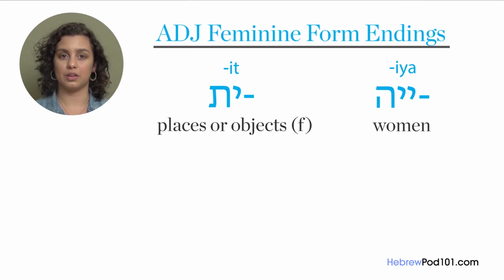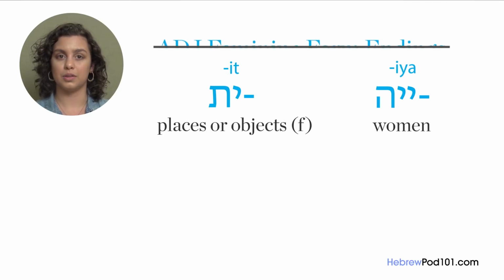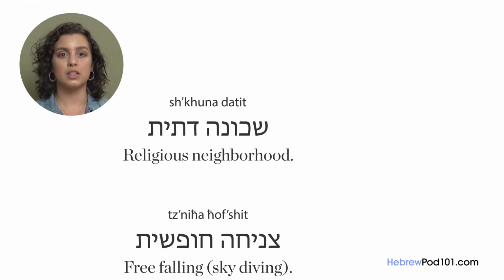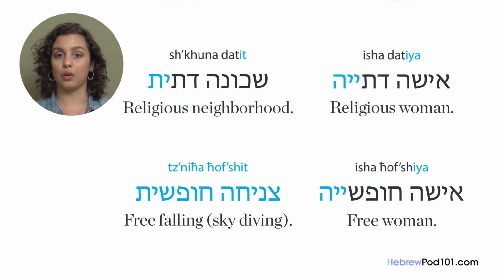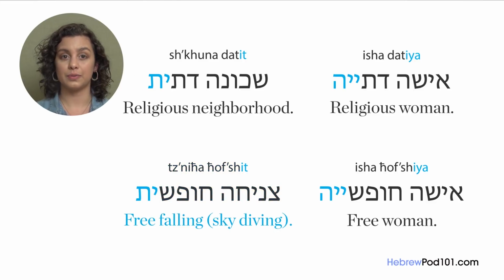However, as I said earlier, in today's Hebrew there is usually a difference between the two forms. This rule doesn't apply only to nationalities but to other adjectives as well. Let's look at some examples. Isha datiya, religious woman. Shchuna datit, religious neighborhood. Isha chofshiya, free woman. Tznicha chofshit, free falling, which more naturally translates as skydiving.